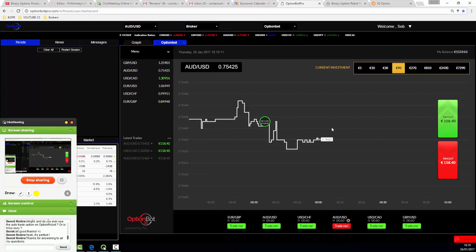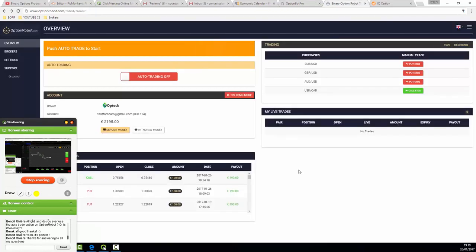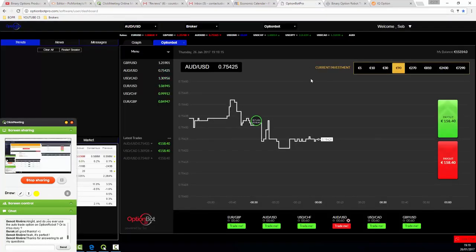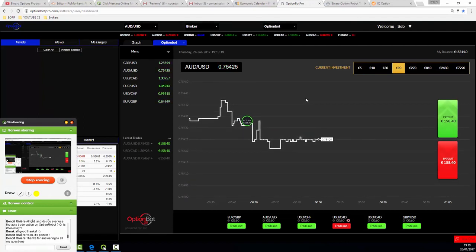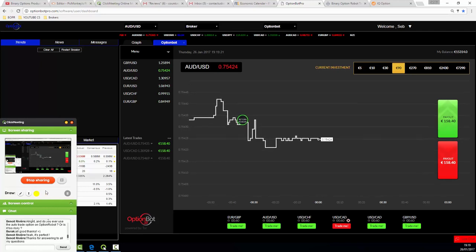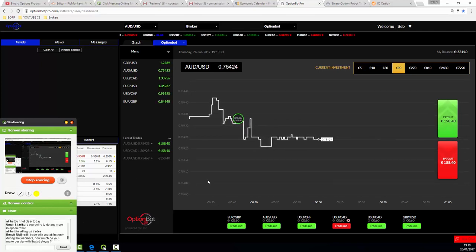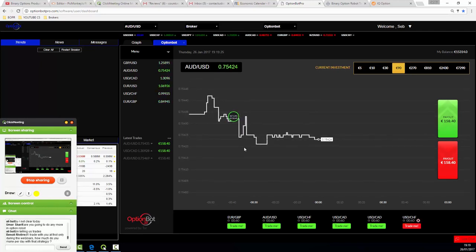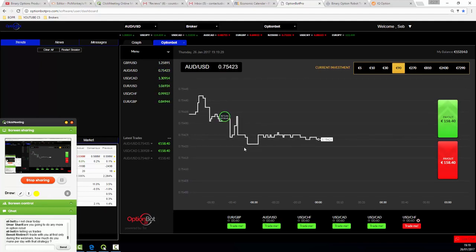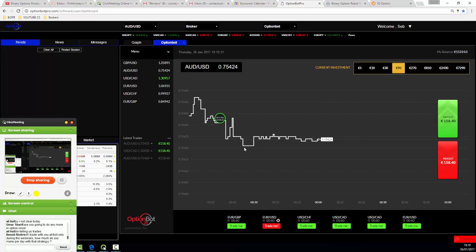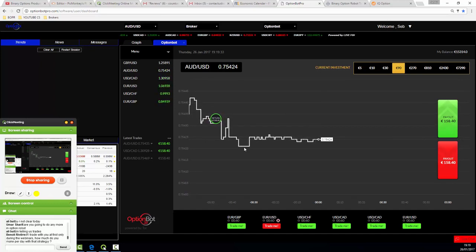So we placed 3 trades on OptionBot. We placed 2 on OptionRobot. This is absolutely fantastic. And guys, I'm not some guru. I don't claim to be some magical knowledgeable person. All I'm doing is simple trade and chart analysis. That's all this is. It's very simple, not complex. This is the way to do it.